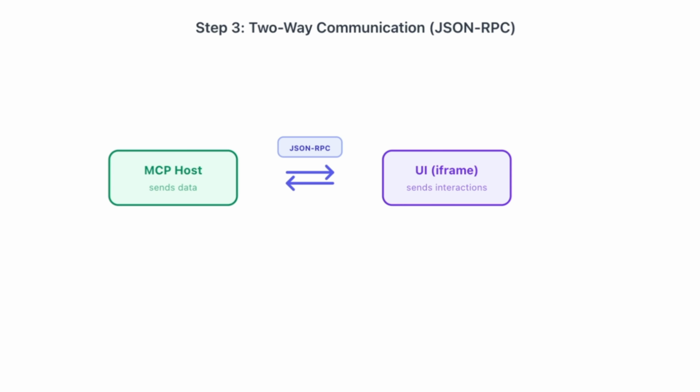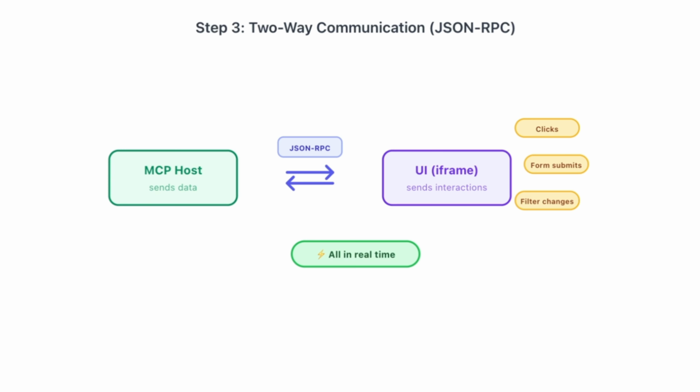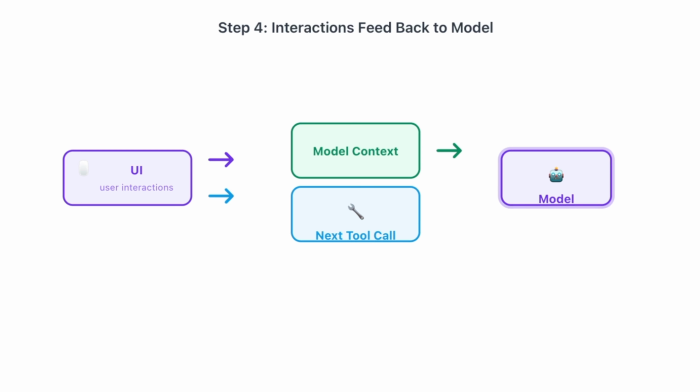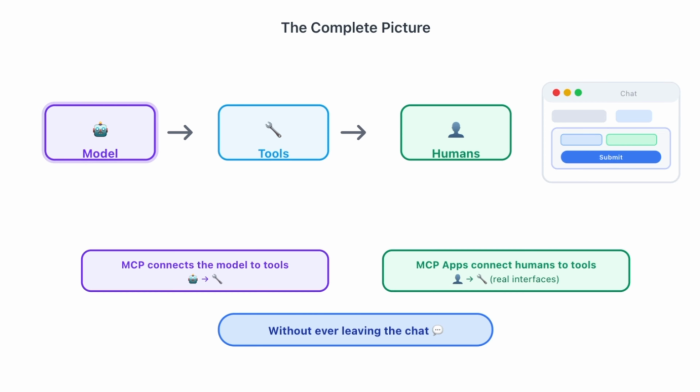That means the host can send data into the UI and the UI can send user interactions back: clicks, form submissions, filter changes, all in real time. Those interactions can then be fed straight back into the model's context or trigger the next tool call. So MCP connects the model to the tools, and MCP apps connect humans to those tools, using real interfaces without ever leaving the chat.